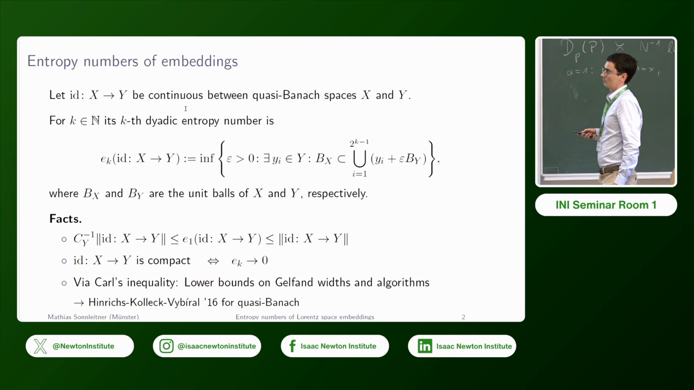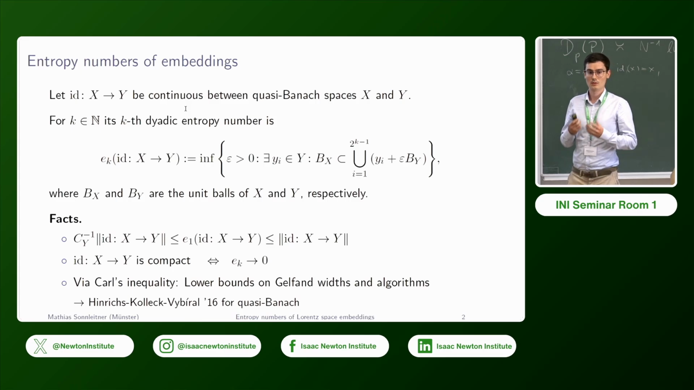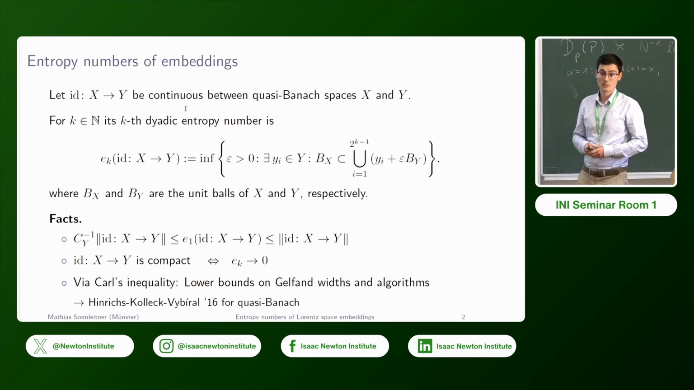And maybe several facts. The first entropy number measures the size of our embedding, so the norm of the embedding up to a constant, where C_Y is the quasi-norm constant of Y. And in the case of a compact embedding, the entropy numbers converge to 0, and actually they provide a means of quantifying the degree of compactness of our embedding.